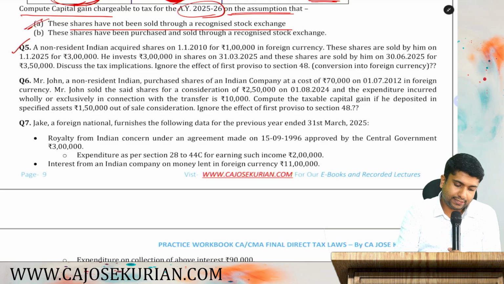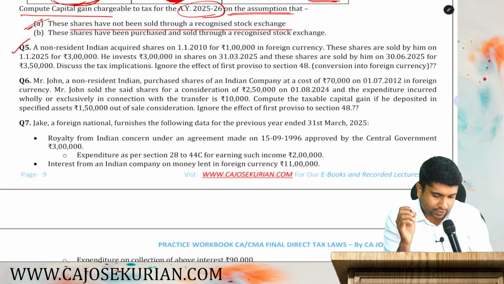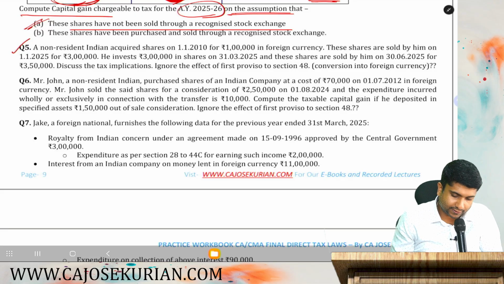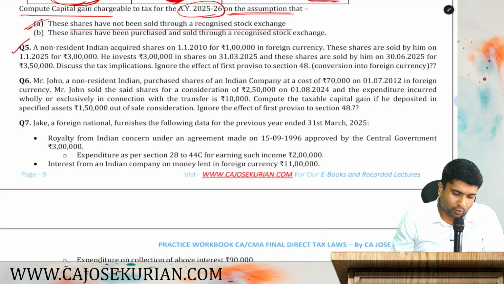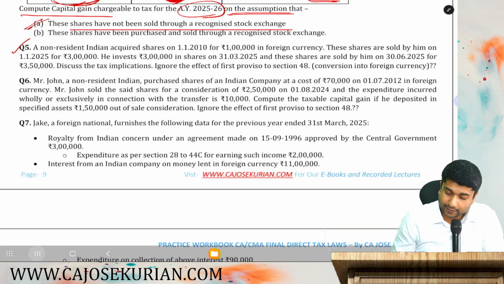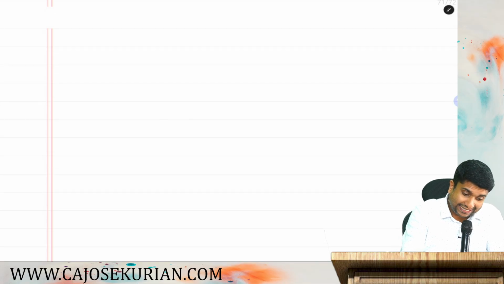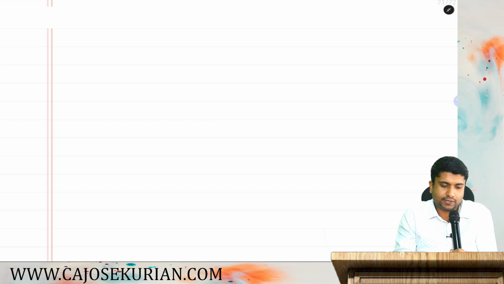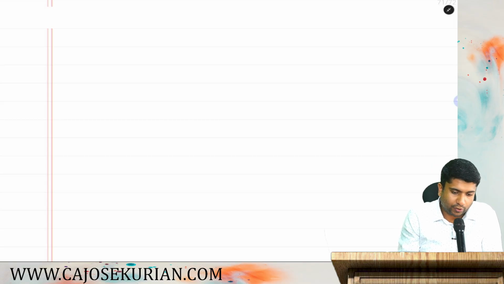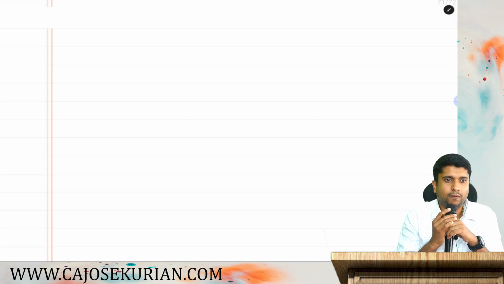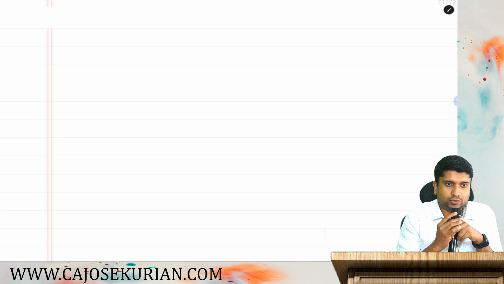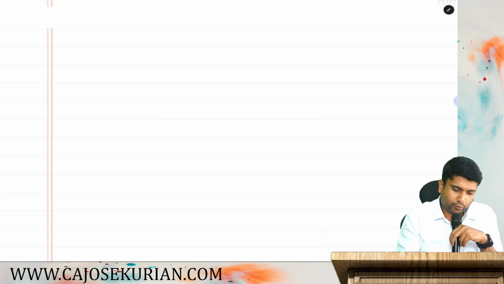A non-resident Indian acquired shares on 1/1/2010 for 1 lakh in foreign currency. These shares are sold by him on 1/1/2025 for 3 lakh. So the question clearly says non-resident Indian, and he acquired shares for 1 lakh in foreign currency. So there are shares purchased in foreign currency and he is a non-resident Indian. So you must solve the question in accordance with chapter 12A. So what is the full value consideration?